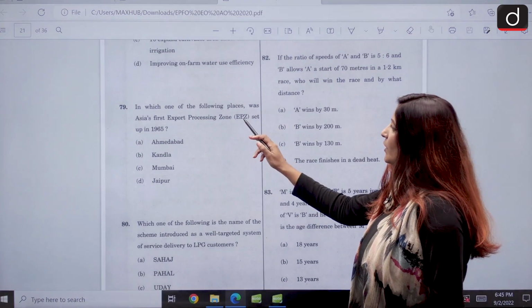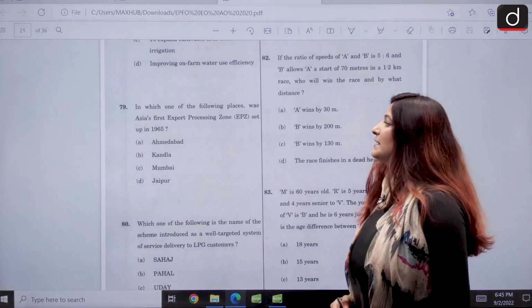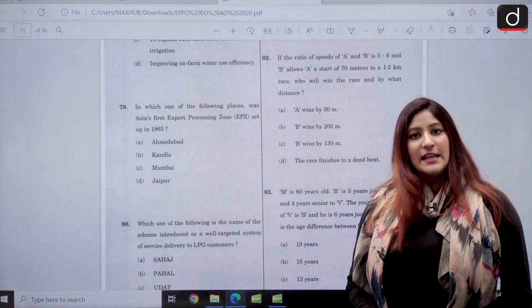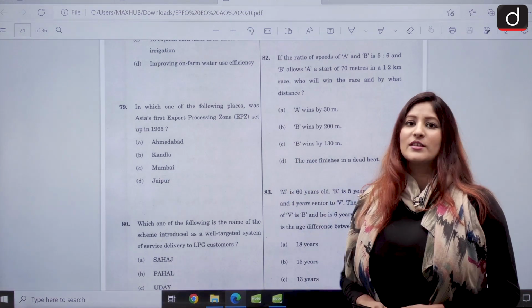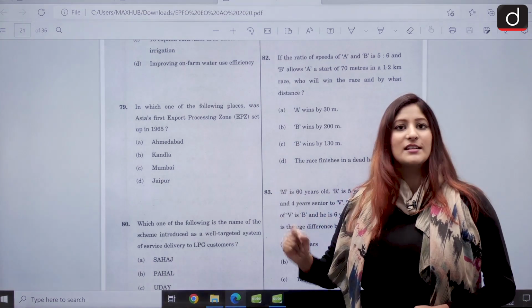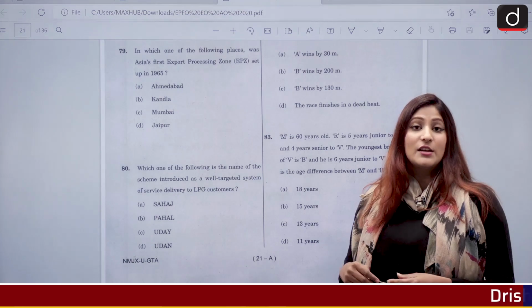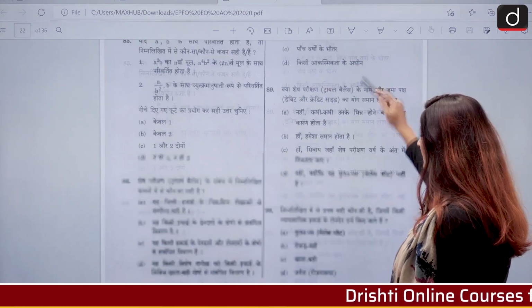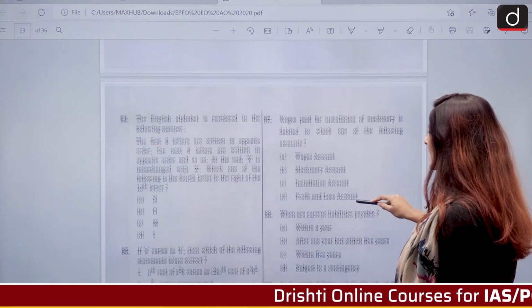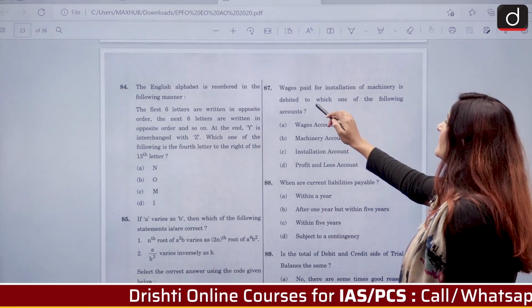Then, in which of the following places was Asia's first export processing zone set up in 1965? If India is unique in Asia in any terms, these kinds of questions could be asked, especially if export processing zones have been in the news. So current affairs has been entangled with history. Here, again, we see it's more of the same, but fact-based, a lot less concept-based.